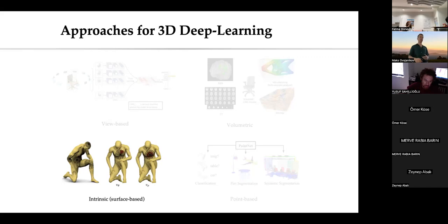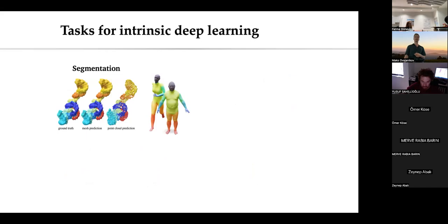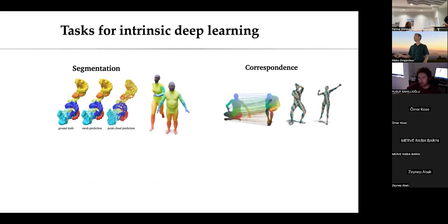So what we call intrinsic deep learning is basically deep learning on the surface. Intrinsic in the sense that I am doing something on the surface of the object. I'm not caring about where I'm positioned in space. That's why it's intrinsic. There are many tasks for intrinsic deep learning, like segmentation or correspondence. And one of the strengths of these types of approaches is that because they don't care about the embedding or the position in space, you can get pose invariance. So a method that doesn't care if a human is running or standing can still perform well for shape segmentation. This is also useful, for instance, in analyzing conformations of molecules that have non-rigid deformations.